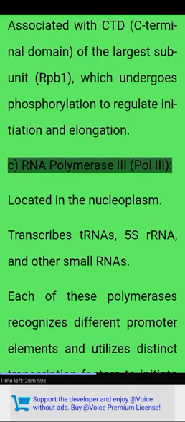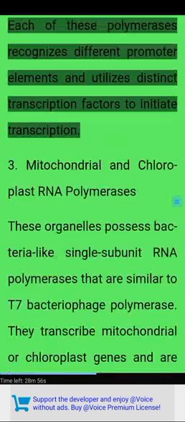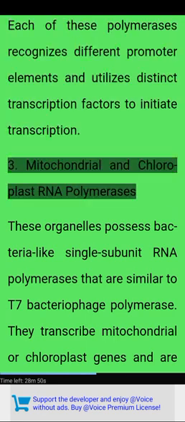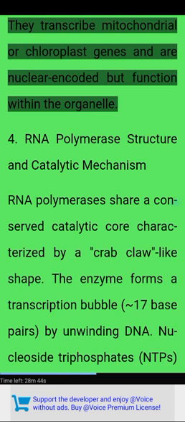C. RNA polymerase III, Pol III, located in the nucleoplasm, transcribes tRNAs, 5S rRNA, and other small RNAs. Each of these polymerases recognizes different promoter elements and utilizes distinct transcription factors to initiate transcription. 3. Mitochondrial and chloroplast RNA polymerases. These organelles possess bacteria-like single subunit RNA polymerases that are similar to T7 bacteriophage polymerase. They transcribe mitochondrial or chloroplast genes and are nuclear encoded but function within the organelle.